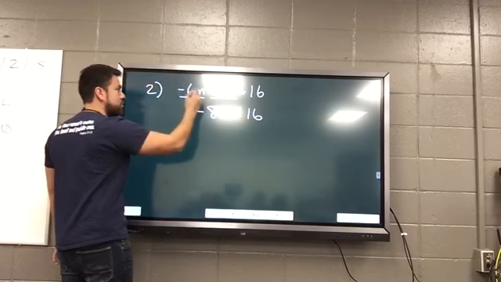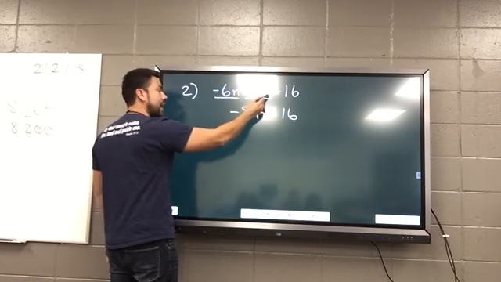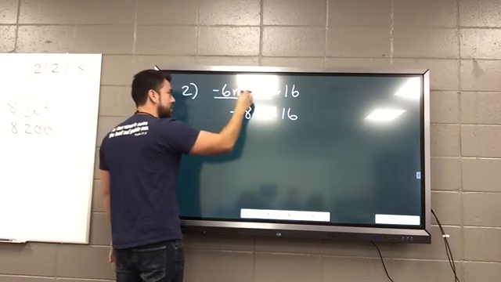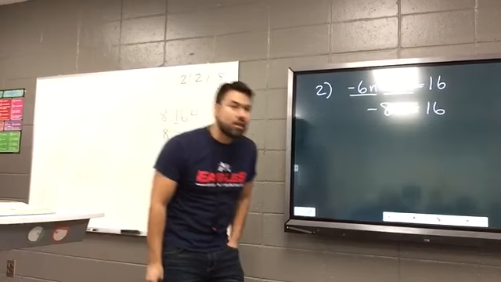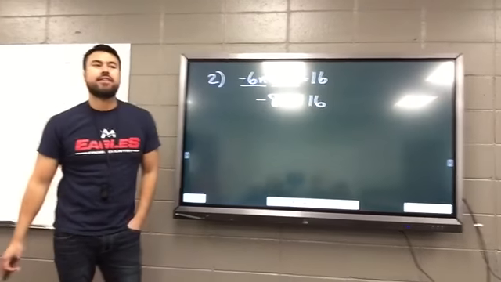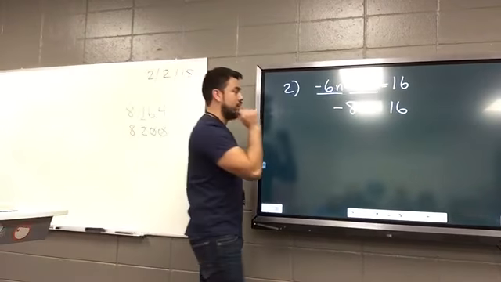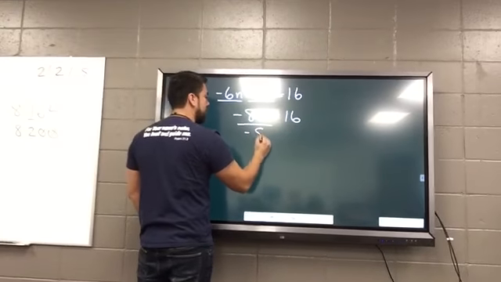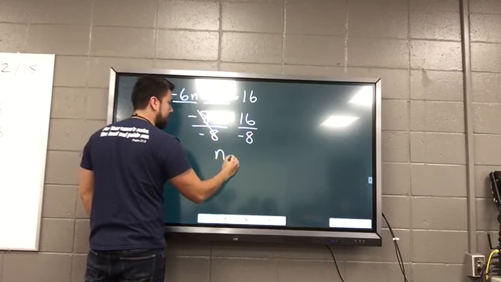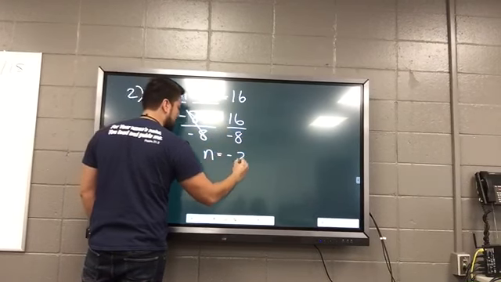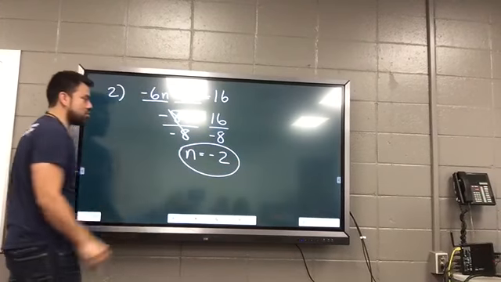So are these like terms? Yes, they both have n. And what's negative 6 plus negative 2? Negative 8. And then how do I solve for n? So, yes, Callie? Divide negative 8 on both sides. Yeah, you're going to divide by negative 8 on both sides. You're going to get n equals negative 2. So I think that's my solution.